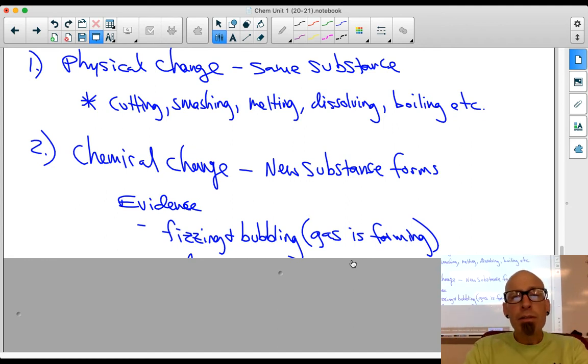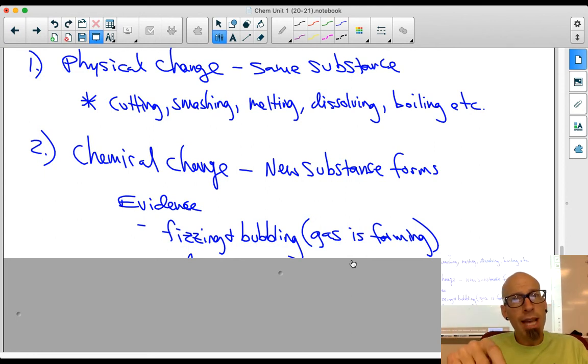Now, here's the thing, maybe. Not every time you see fizzing and bubbling is it a chemical change. Like when you pour some soda in a glass and it fizzes and bubbles, does that mean that the soda is experiencing a chemical change? No, it means that there's carbon dioxide dissolved in the liquid and then it comes out in gas form and it bubbles. That's not a chemical change.